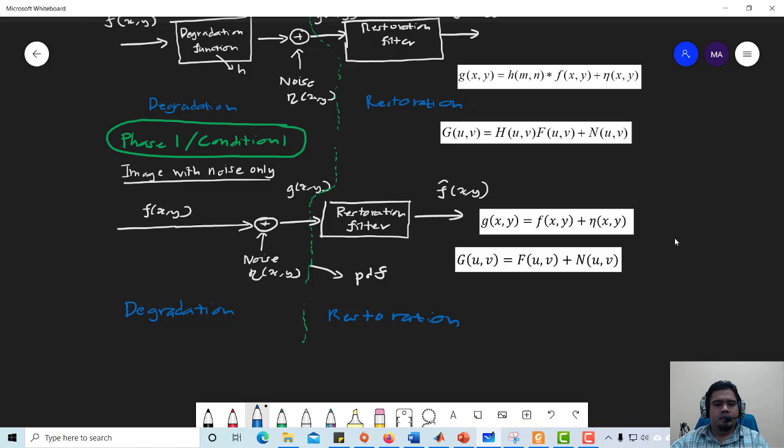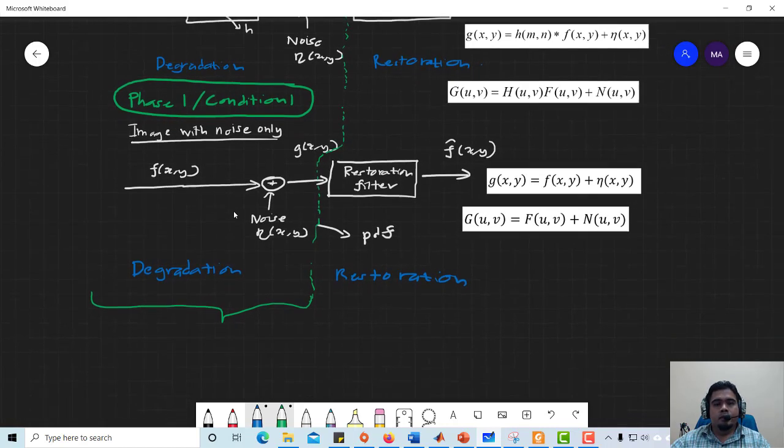Okay, we already discussed this part. I would like to highlight this thing again. When we discuss the noise model, we are already finished discussing the degradation part. And we are still in phase 1, or condition 1, where we assume that our image is only affected with noise and it's free from the degradation function.